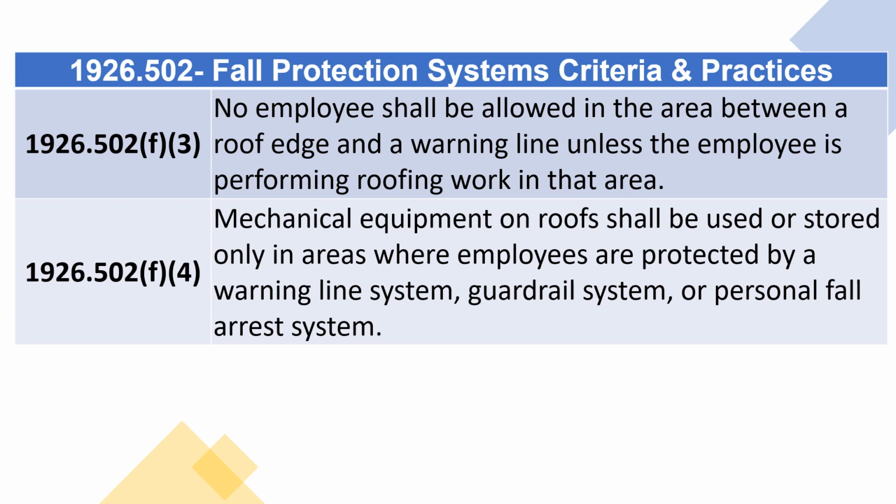1926.502(f)(3): No employee shall be allowed in the area between a roof edge and a warning line unless the employee is performing roofing work in that area. 1926.502(f)(4): Mechanical equipment on roofs shall be used or stored only in areas where employees are protected by a warning line system, guardrail system, or personal fall arrest system.